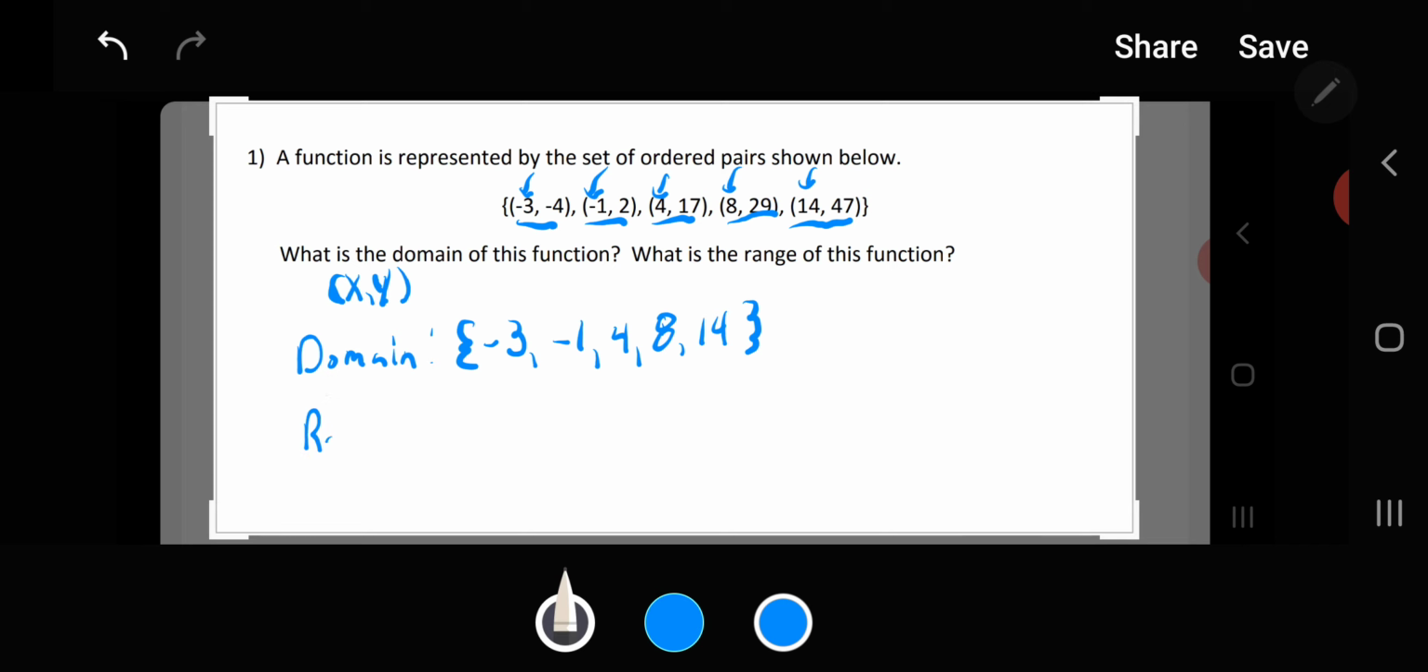Okay, my range, of course, my dependent variables, aka in this case my y values. Now we're looking at the next digit that's given to us in the point. So here we got -4. Next we got 2, then 17, then 29, and lastly 47. So there is my domain and my range.